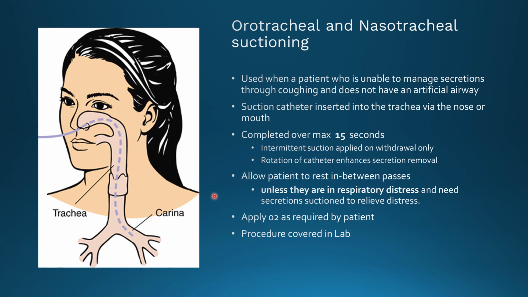We're going to allow our patient to rest in between passes, and they can rest up to 2 minutes if required. The only time we will not allow the patient to rest in between passes is if they are in significant respiratory distress, and the only way to decrease that respiratory distress is to suction those secretions out. These patients may need oxygen in between passes. And we're always monitoring the patient's oxygen saturation, so we're putting a pulse oximeter on the patient as we're performing these suctioning passes.